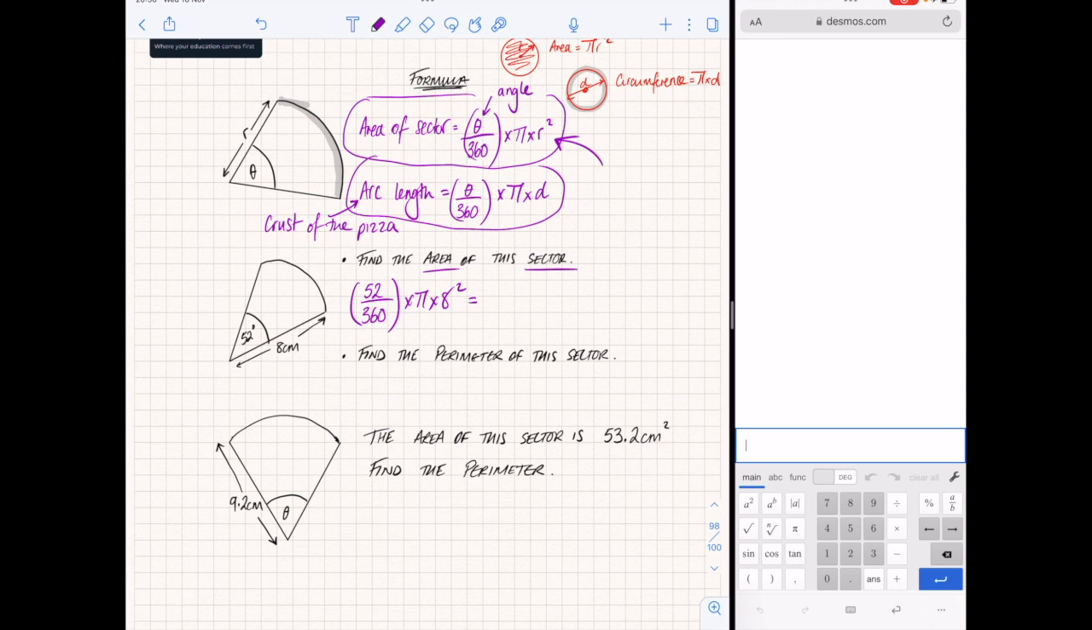So on your calculator, you then type in, so I'm going to open up my bracket here on the bottom right hand corner. You can see I'm going to type in 52 and then divided by 360 and then close my bracket times by pi.